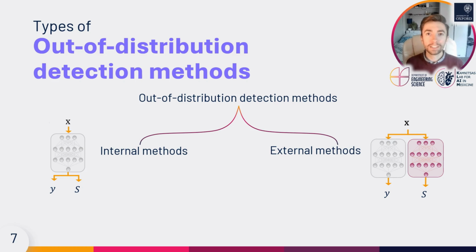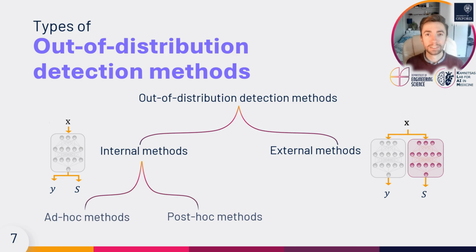We can further break down internal methods into two groups. There's ad hoc methods, which require a specific type of network architecture or a type of model training. This can include Bayesian neural networks or outlier exposure. And the other group is post-hoc methods, which can be applied to pre-trained models.